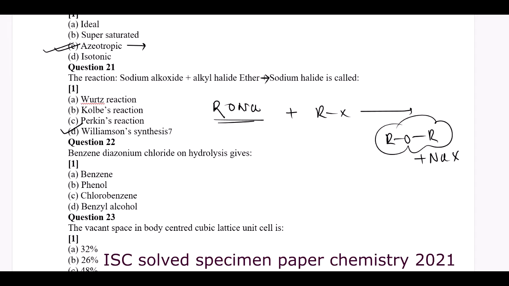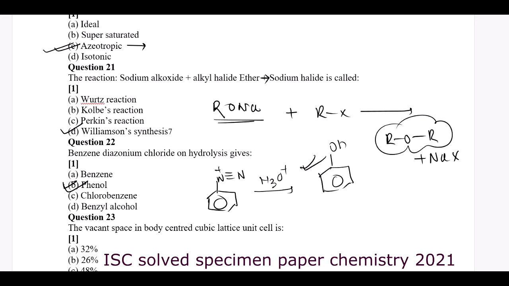Then we have benzene diazonium chloride on hydrolysis gives. We have benzene diazonium chloride here. If we are doing hydrolysis, then OH will come in place of N2 positive. So that one is the structure of phenol. So the answer will be phenol.